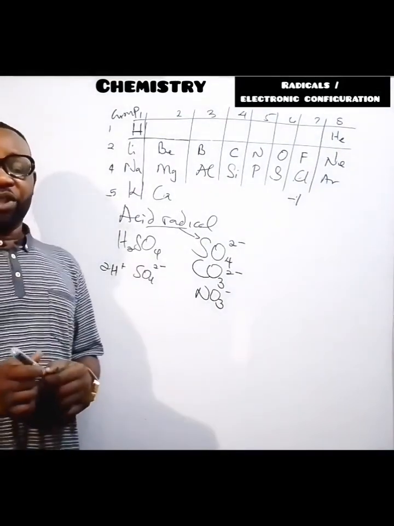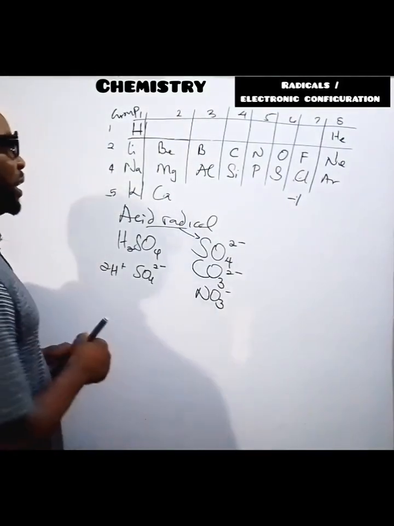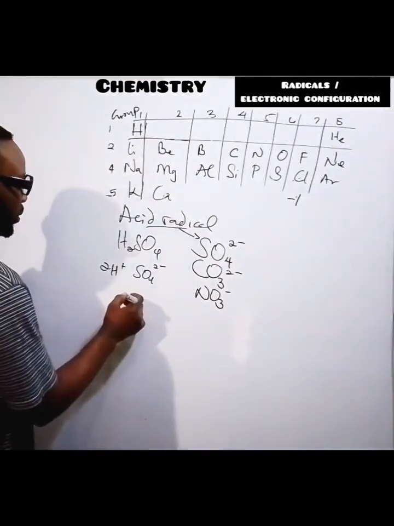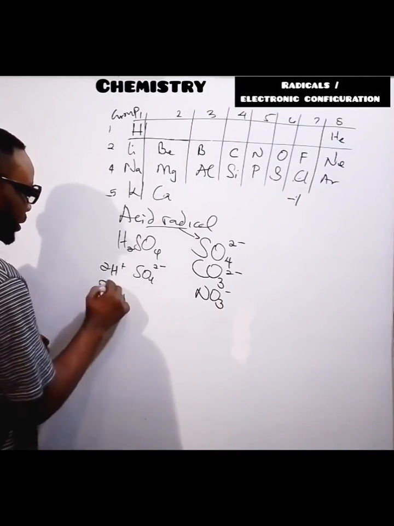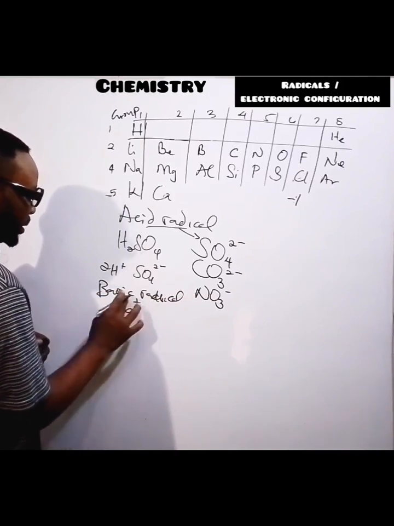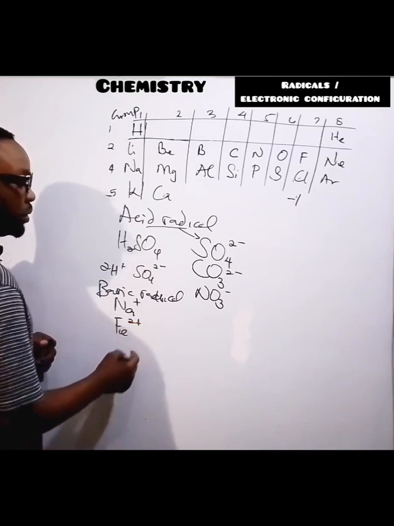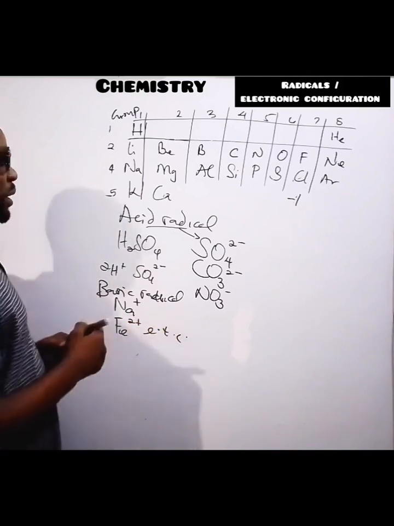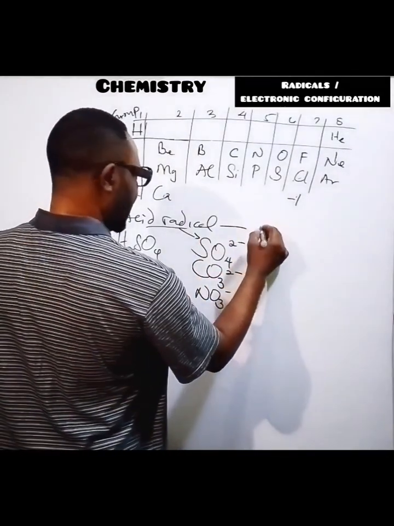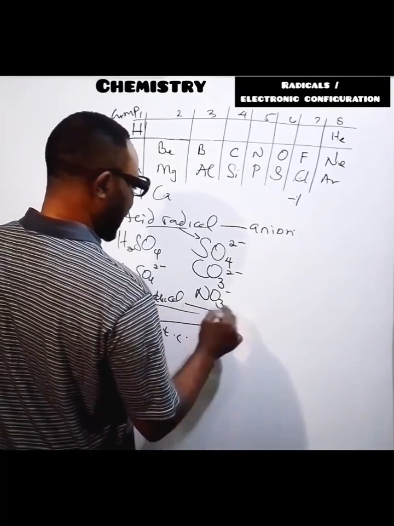I mentioned that we also have what is called a basic radical. Basic radicals are cations, that is, positively charged atoms. We have them in this form. We have basic radicals like Na+, another form of basic radical, Fe2+, and so on and so forth. Important thing to note here is this: these are the so-called anions. These basic radicals are the cations.